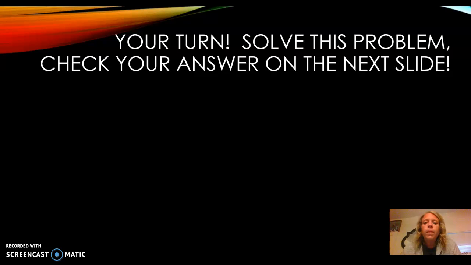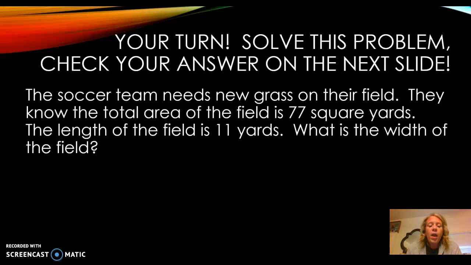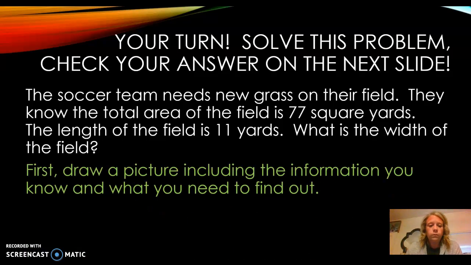Okay, now it's your turn. Solve this problem, then check your answer on the next slide. The soccer team needs new grass on their field. They know the total area of the field is 77 square yards. The length of the field is 11 yards. What is the width of the field?